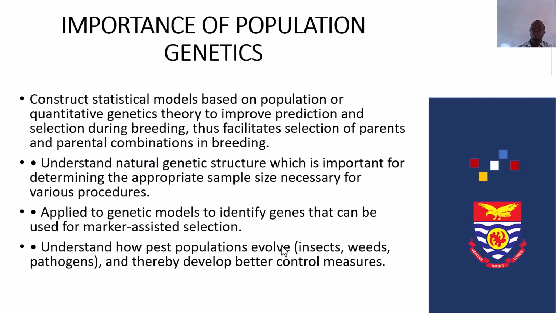Understand natural genetic structure, which is important for determining the appropriate sample size necessary for various procedures. Apply genetic models to identify genes that can be used for marker-assisted selection, and understand how pest populations, such as insects, weeds, and pathogens, evolve, and thereby develop better control measures.